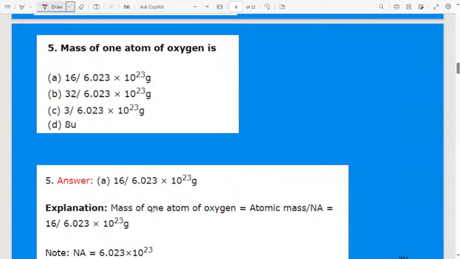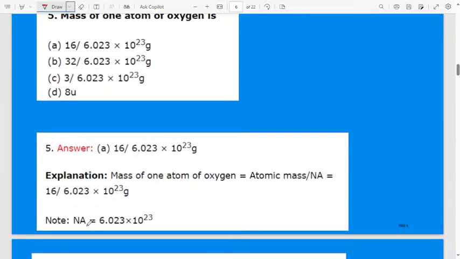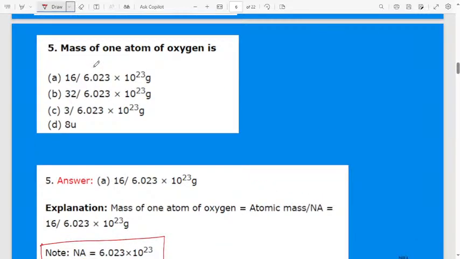Option A: 16 divided by 6.023 into 10 to the power of 23 gram. This value is the Avogadro number. You have to remember it: the value of Avogadro number is 6.023 into 10 to the power of 23. If you want to find the mass of one atom, then here you have to consider oxygen. The atomic number of oxygen is 16.